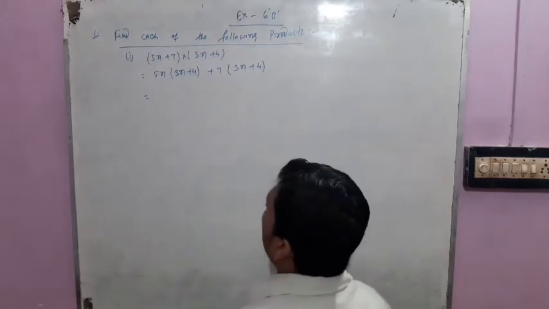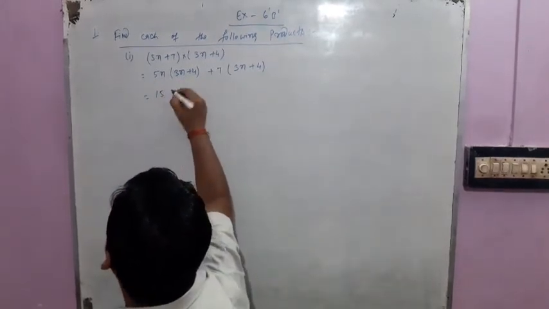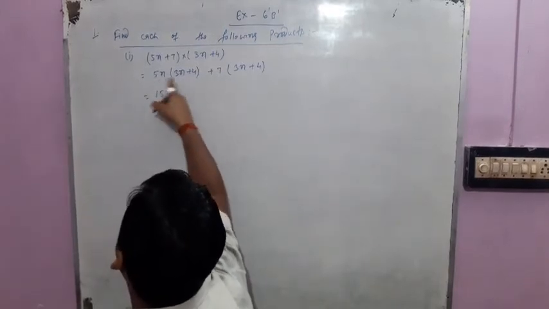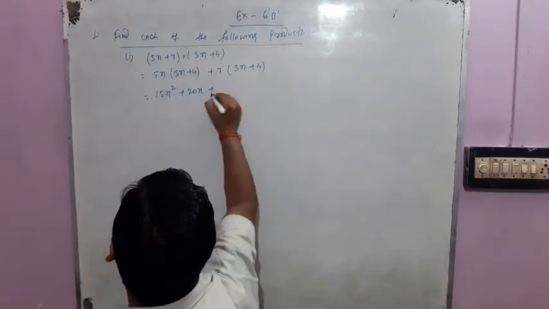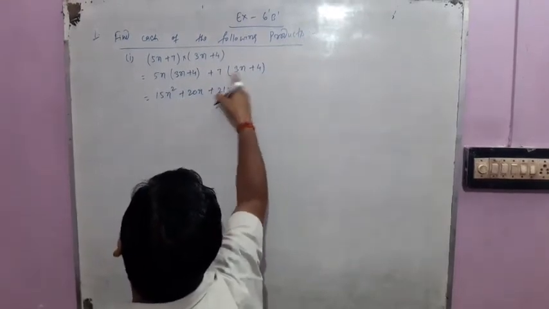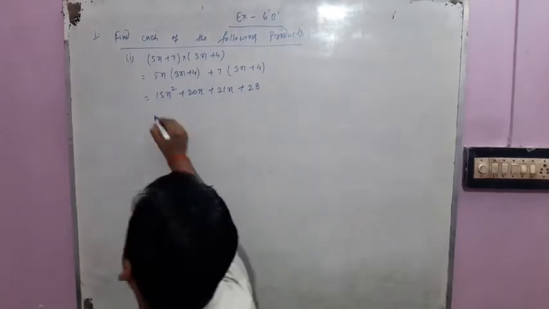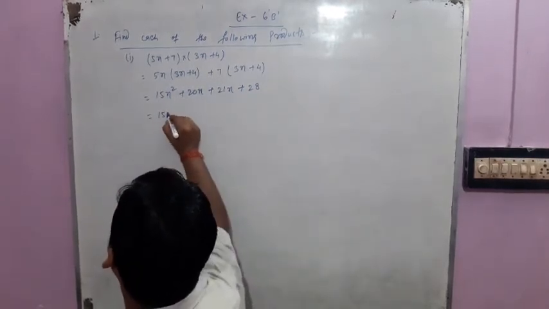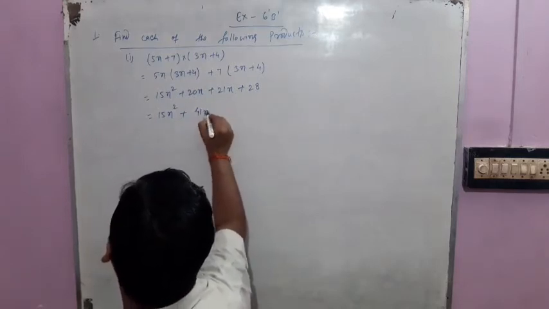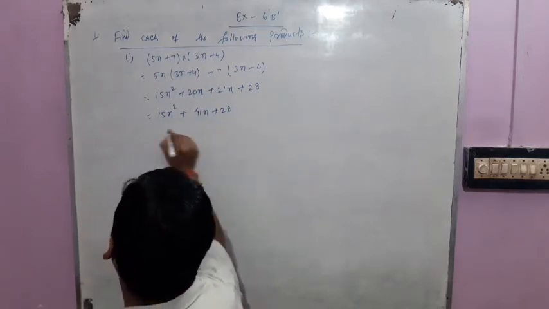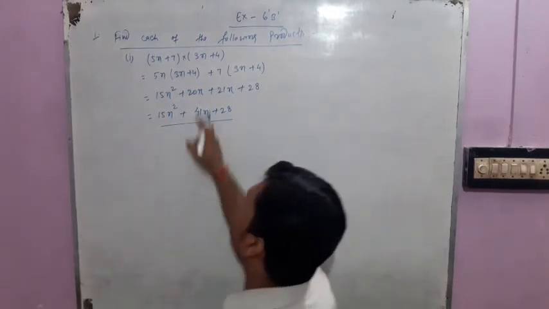Okay students, now we have to multiply here. 5 times 3 is 15 and x into x, x square. 5 times 4 is 20x, 7 times 3 is 21x and 7 times 4 is 28. Okay. Now 15x square, and 20x plus 21x, that is 41x, plus 28. That is the product when we multiply 5x plus 7 with 3x plus 4.